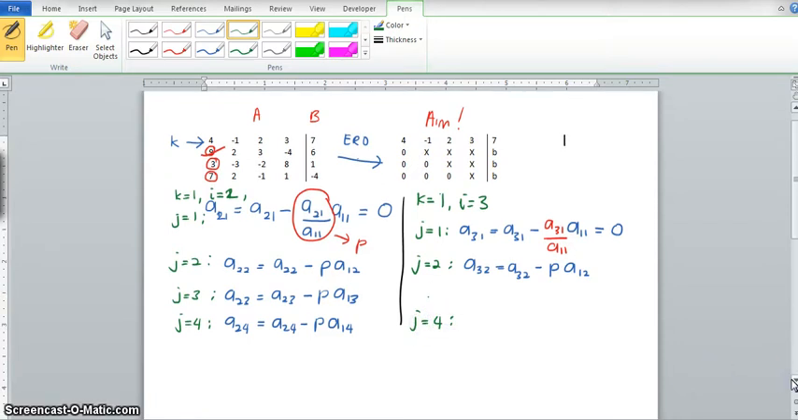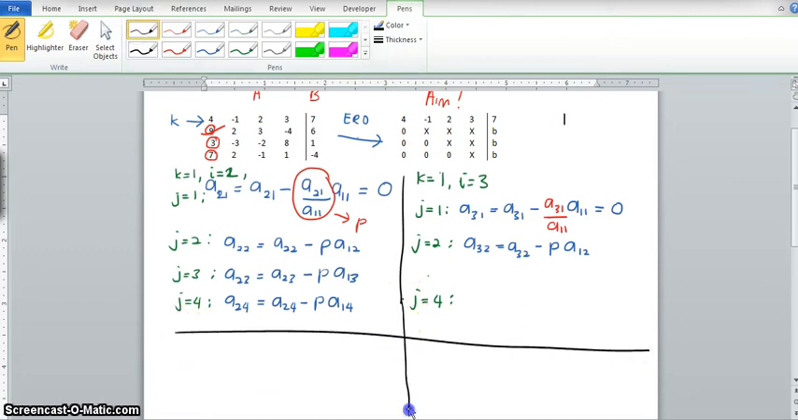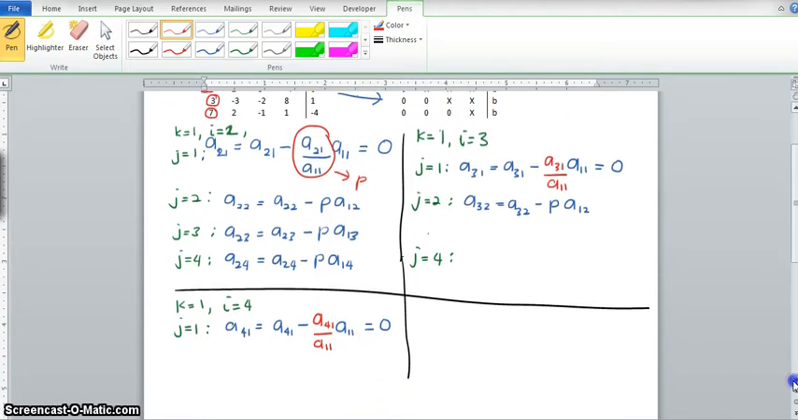Now let's move to I equals to 4. So for k equals to 1, I equals to 4, and for the first column, j equals to 1, we will get A41 equals to A41 minus something times A11, so that we get 0. So what is the P? P is A41 over A11.